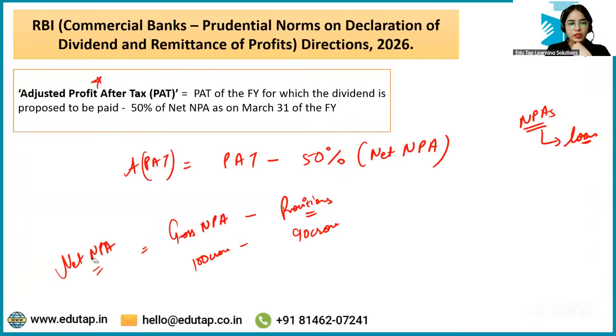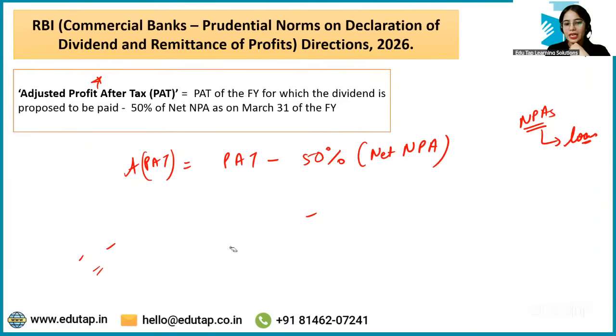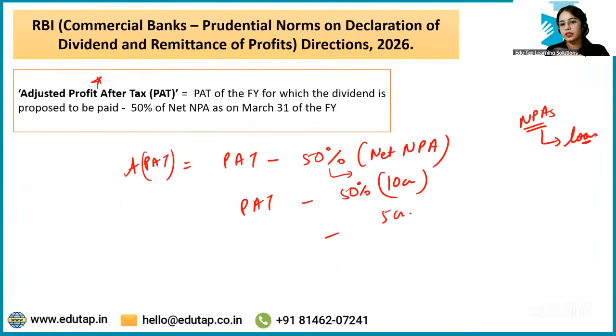Now 50%. So net NPA, I hope you have understood, is the gross NPA minus the provisions that the bank has. Net NPA is 10 crore. 50% of 10 crore is 5 crore. So from the profit after tax, deduct the 50% of net NPA, that is the adjusted profit after tax. Okay. So adjusted profit after tax is the profit after tax minus 50% of the net NPA.